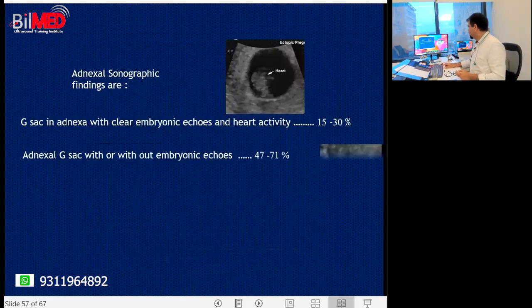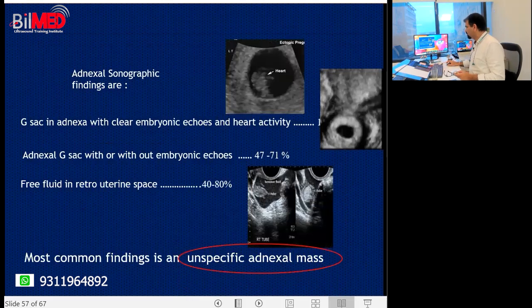Now the point is, not always will I be seeing a clear gestational sac. Not always will I be seeing the fetal pole. Not always will I be seeing the fetal heart in this. If I see that, it is a 101% clear diagnosis. But the point is, adnexal gestational sac with or without embryo is seen in this much. Now see, the point here is that we are having more of an unspecific adnexal mass. This is the most common finding, that is the unspecified adnexal mass.